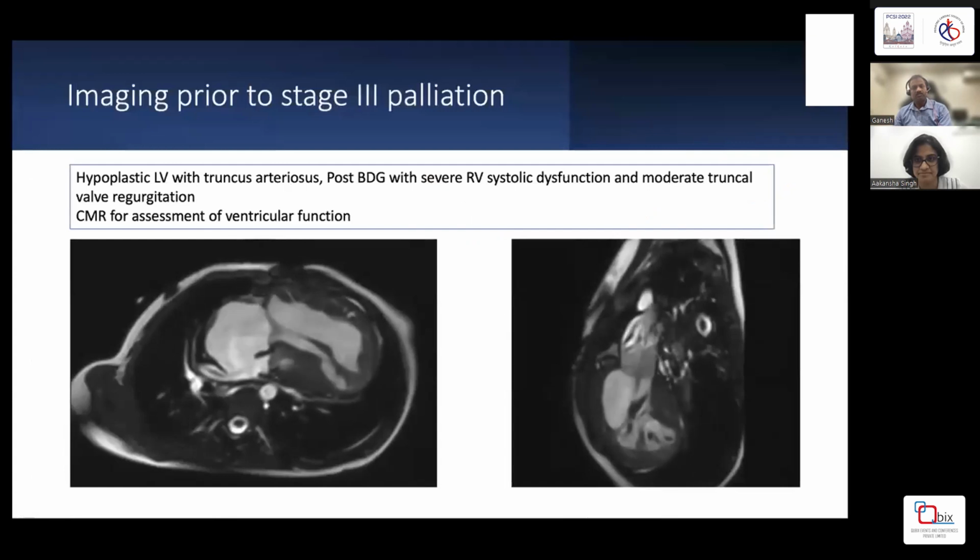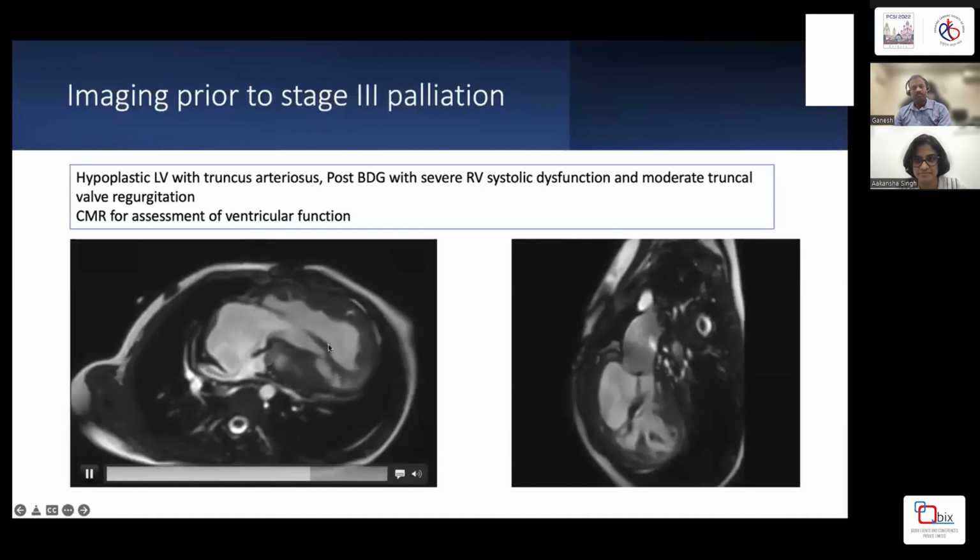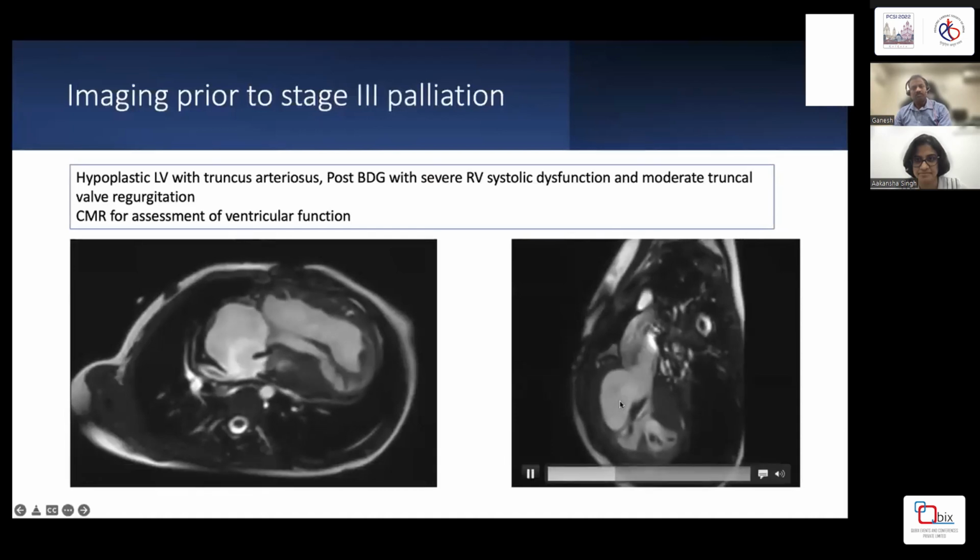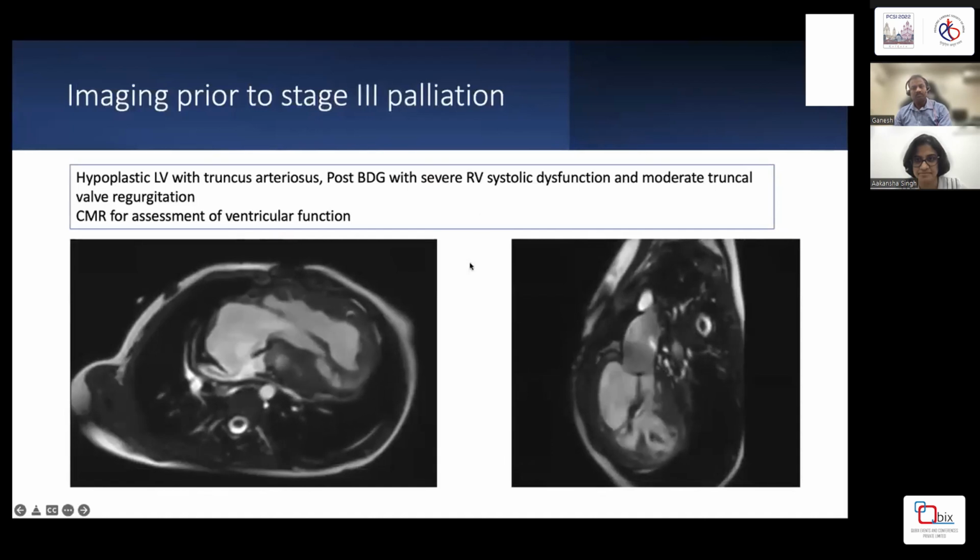So some examples. This patient had truncus arteriosus, but significantly hypoplastic left ventricle, had bidirectional Glenn, but between the Glenn and Fontan, the right ventricular systolic function was worsening. MRI was performed, which showed the RV ejection fraction was only 10 to 15%, and there was also moderate truncal valve regurgitation. This patient was considered not suitable for Fontan and was referred for a heart transplant.